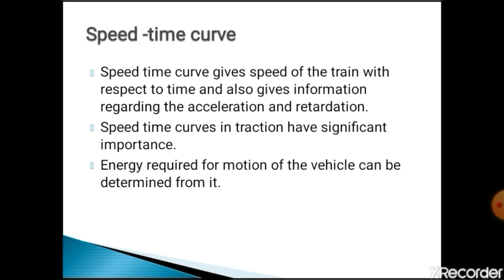The speed time curve is the curve drawn between the speed in kilometer per hour and the time in minutes or seconds. It is a graph showing the variation of speed as a function of time.